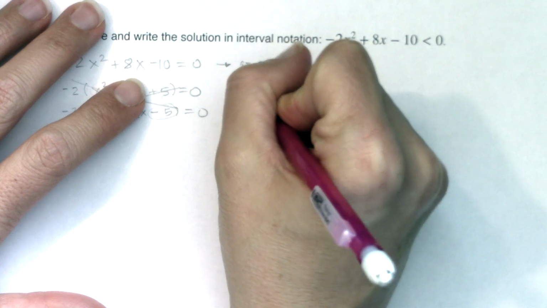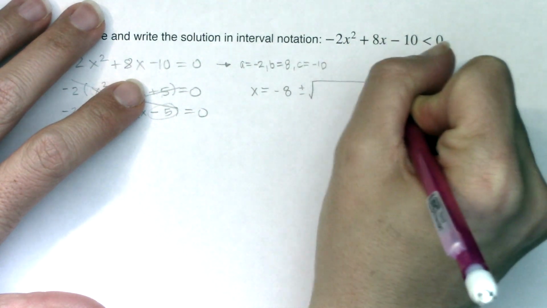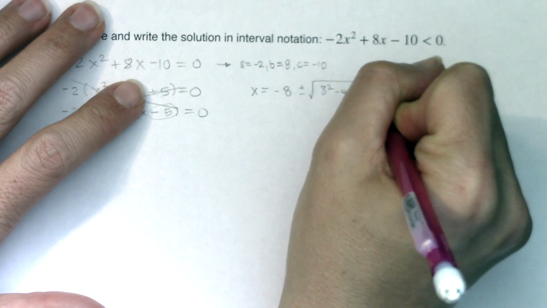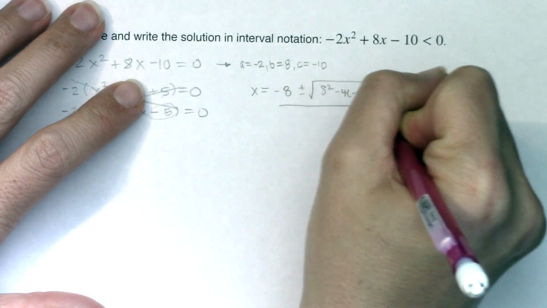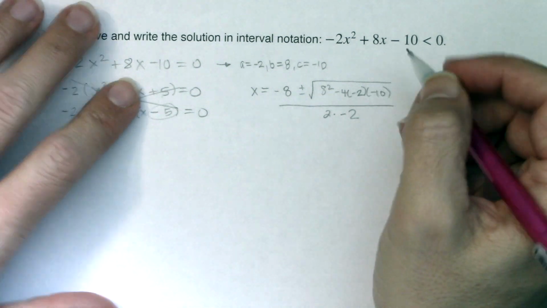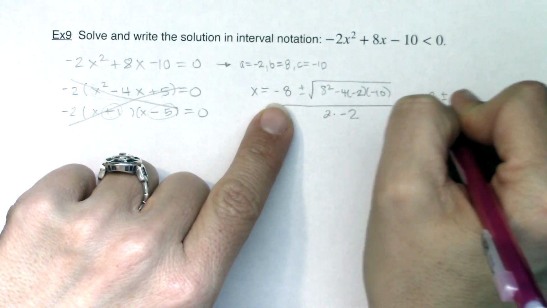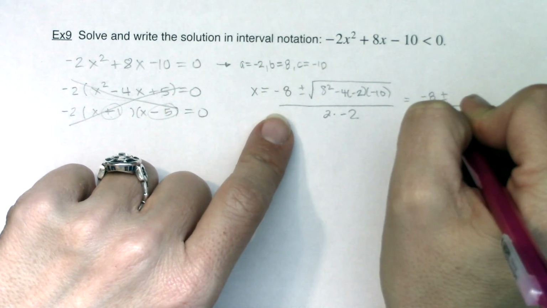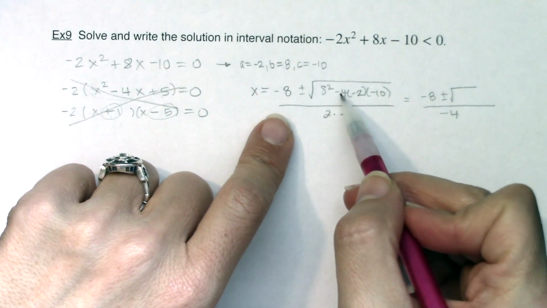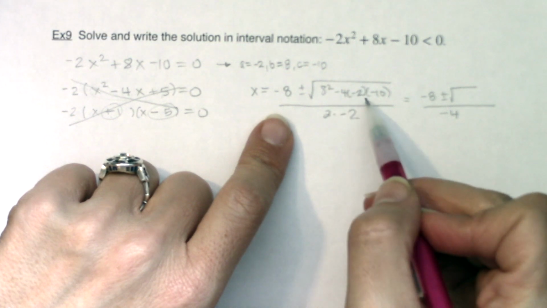So let's see what we got. x is going to be -b plus or minus the square root of b squared minus 4 times a times c, all over 2a. Okay, so let's start crunching these numbers. I'm going to have -8 plus or minus, okay, let me move that fraction bar. We got a -4. Let's see what's under this radical. I'm going to have a negative times a negative times a negative.